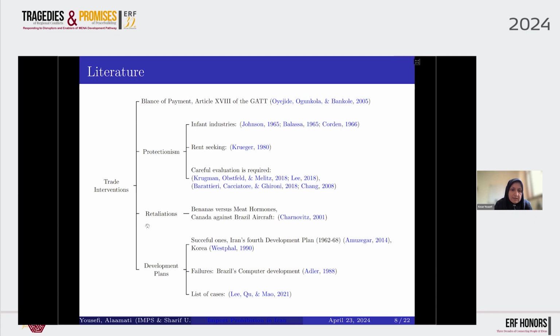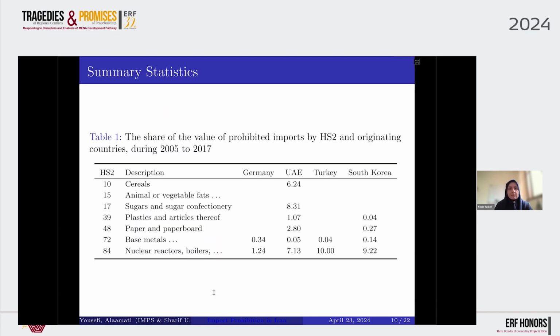Another justification is retaliation. We only see two cases of retaliation. And we also see development plans. For example, in Iran during the 70s, we had a very successful development plan that was based on import substitution, banning imports. But that's not the case for all countries. For example, we see the failure of Brazil's computer development. And we see lots of cases, many of them failures rather than successes.